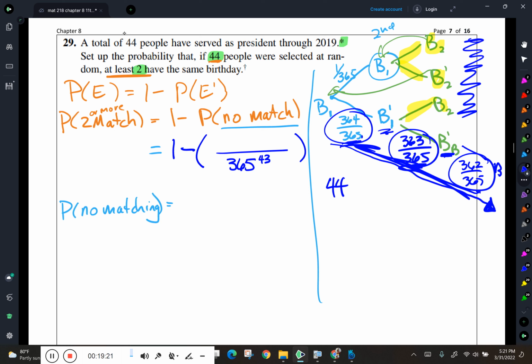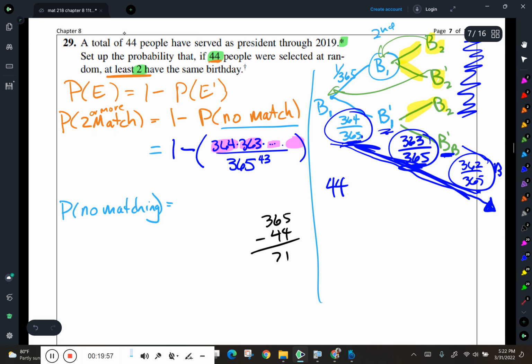And then what's the numerator? Well, it's going to be 364 times 363 times all the way down. And when's it going to stop? Well, it started at 364, and then it goes down 1. So this number is 364 minus 1, minus 2, minus 3, 4, 5, 6, 7. So this number right here on the end is going to be 365 minus 44, 321.